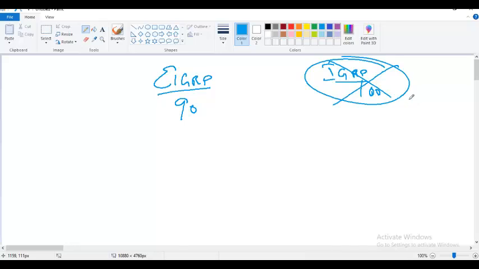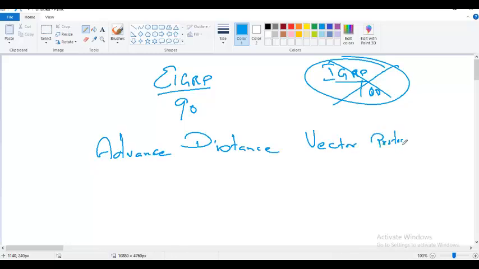All right. EIGRP is an advanced distance vector protocol. You see, few may not be agreeing with this. If you are appearing for a CCNA level interview, they will not accept this, because in CCNA books, it is written as hybrid routing protocol.